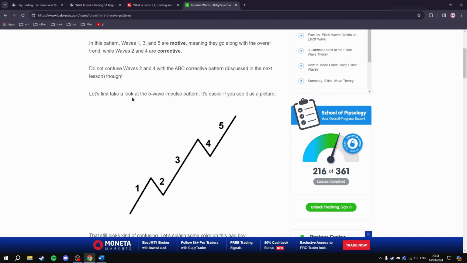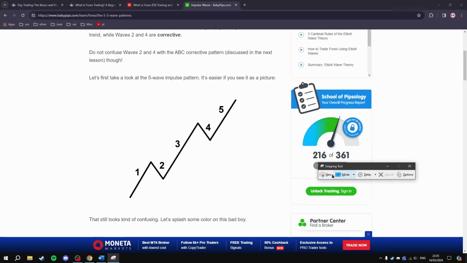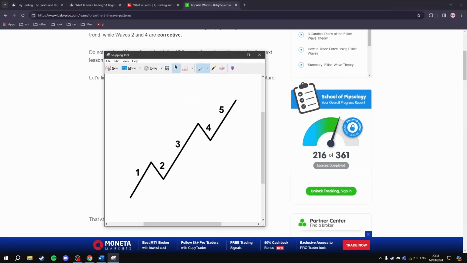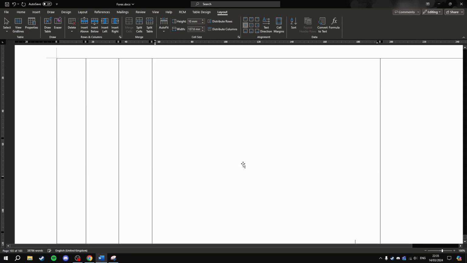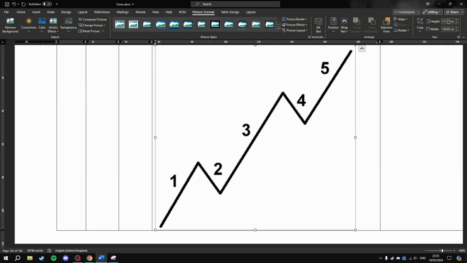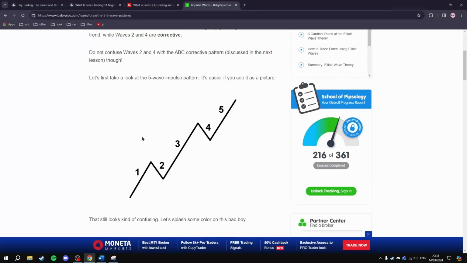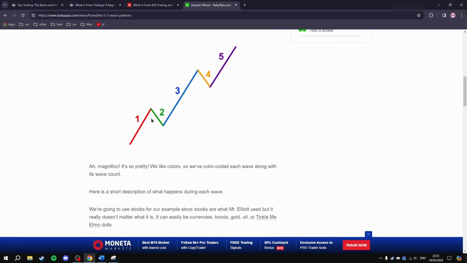Let's take a look at the 5 wave impulse pattern. It's easier if you see it as a picture. This still looks kind of confusing. Let's splash some color onto this bad boy.